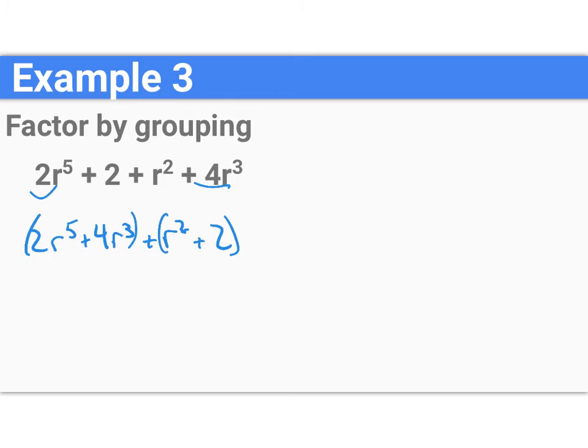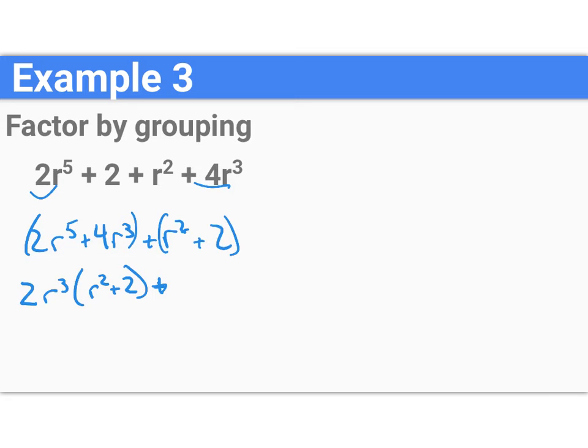And let's see if we have anything that works. So if we pull out a 2 and an R cubed, we're left with R squared plus 2. Oh, look at that. 2 divided by 2 is 1. R to the 5th divided by R cubed is R squared. Okay, that works. 4 divided by 2 is 2. R cubed divided by R cubed is 1 plus.